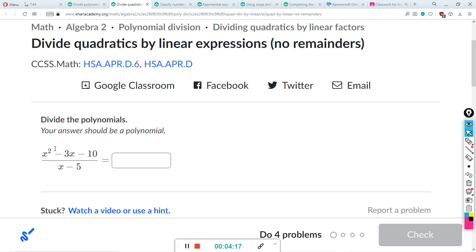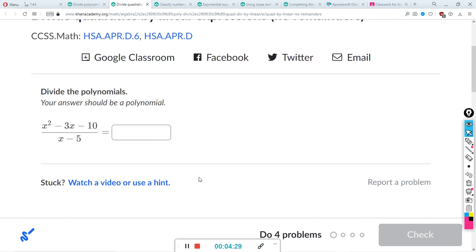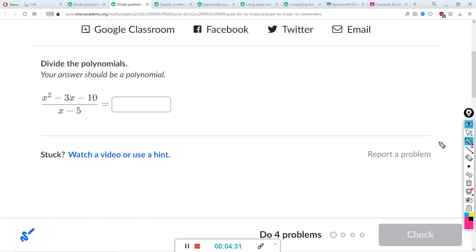So here we have this. And I know that we can factor the numerator and just make it cancel with x minus 5. But I'm going to do it the long way, because you're going to need the long way for the next part. So let's do x minus 5, and that goes into x squared minus 3x minus 10.